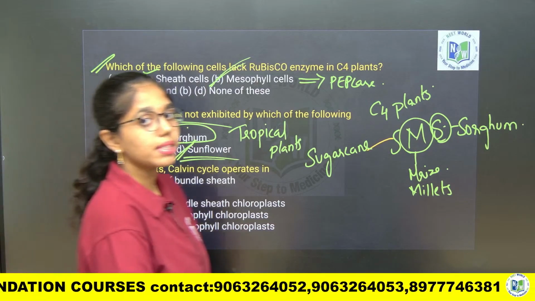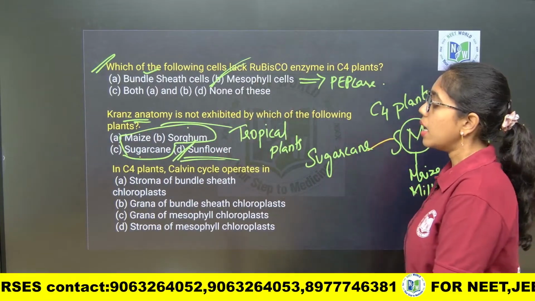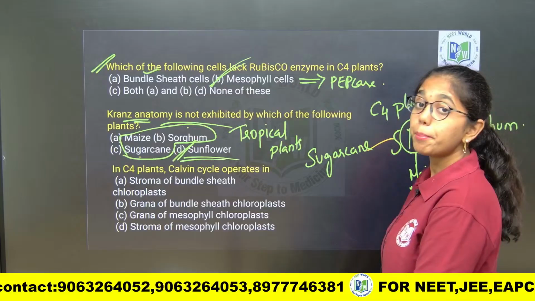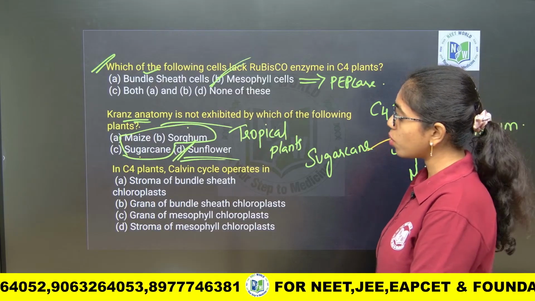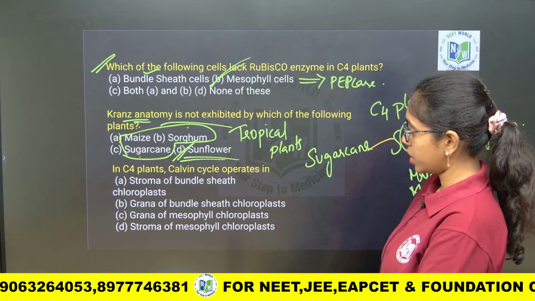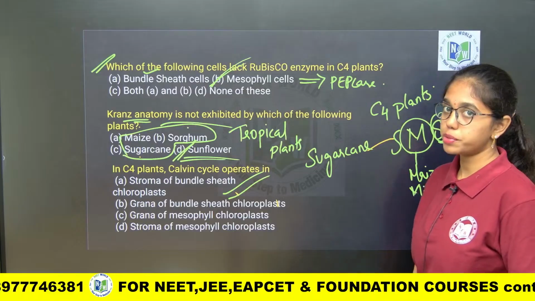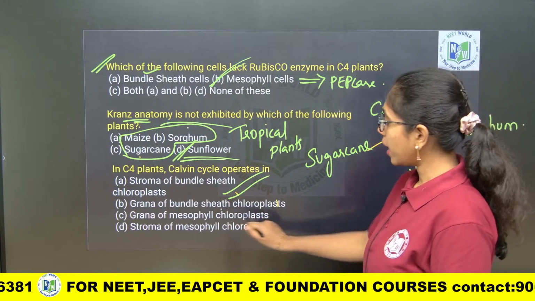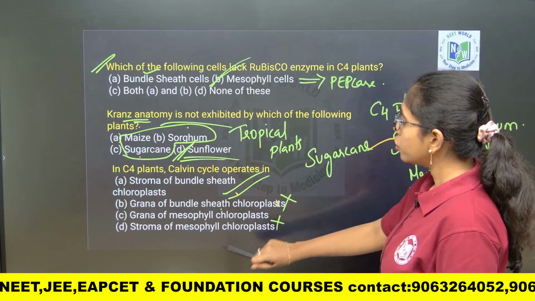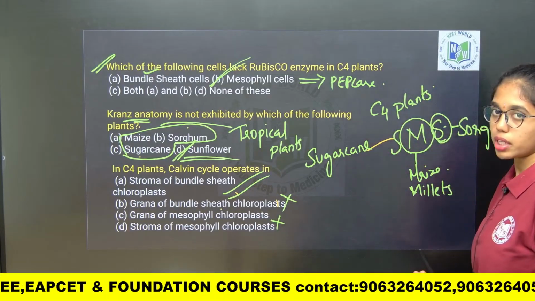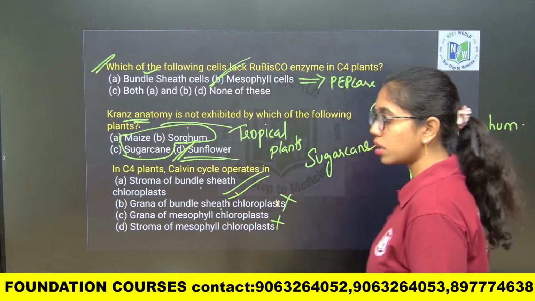Next, in C4 plants, where does the Calvin cycle operate? Calvin cycle operates in bundle sheath cells. Bundle sheath cells will not have grana, right? So agranal cells of bundle sheath. That is the stroma of the bundle sheath chloroplast. Option A: grana will not occur. Grana of mesophyll chloroplast will not occur. Stroma of the mesophyll chloroplast also will not occur. It occurs in the stroma of the bundle sheath chloroplast.